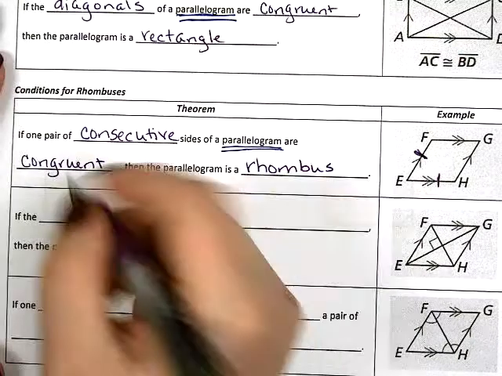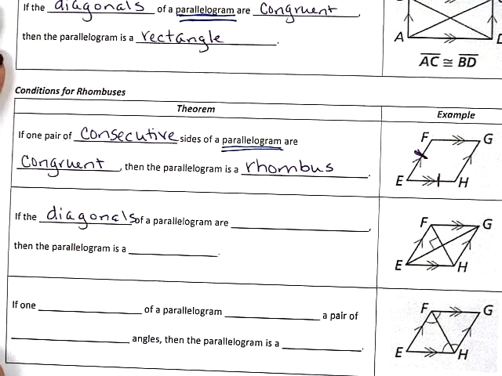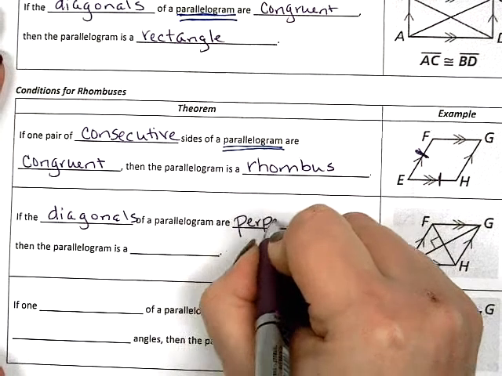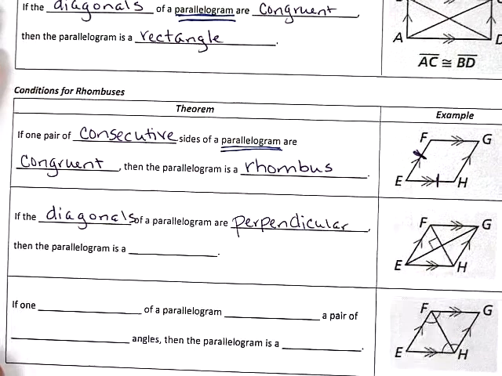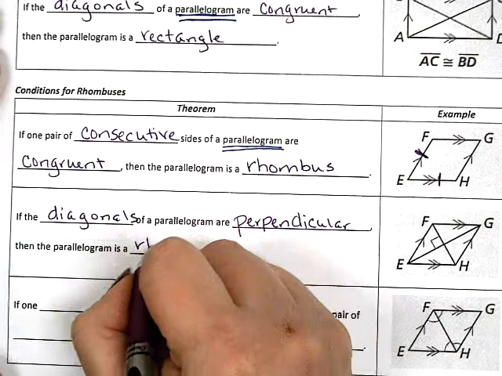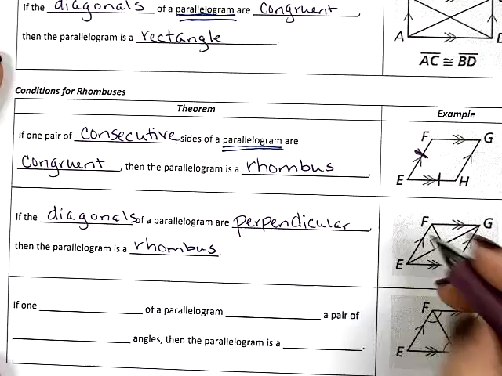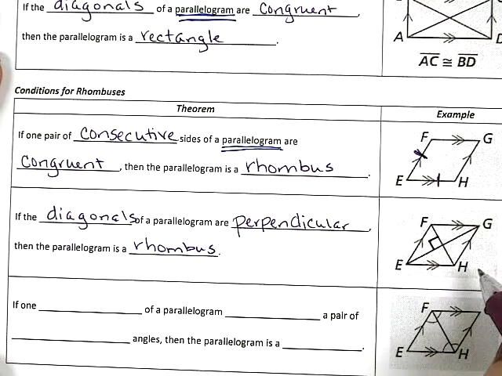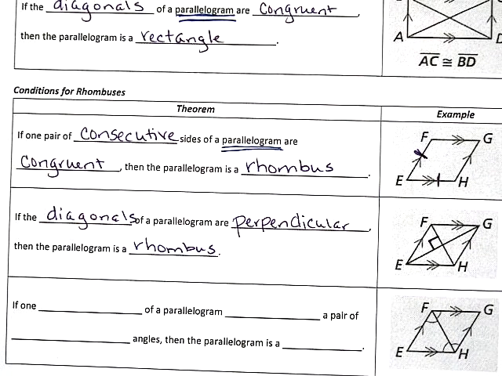For the next one, if the diagonals of a parallelogram are perpendicular, then the parallelogram is a rhombus. Okay, so we've got our parallelogram, we've got this angle marked as a right angle, which tells us the diagonals are perpendicular. Okay, then we know that that figure EFGH is a rhombus.